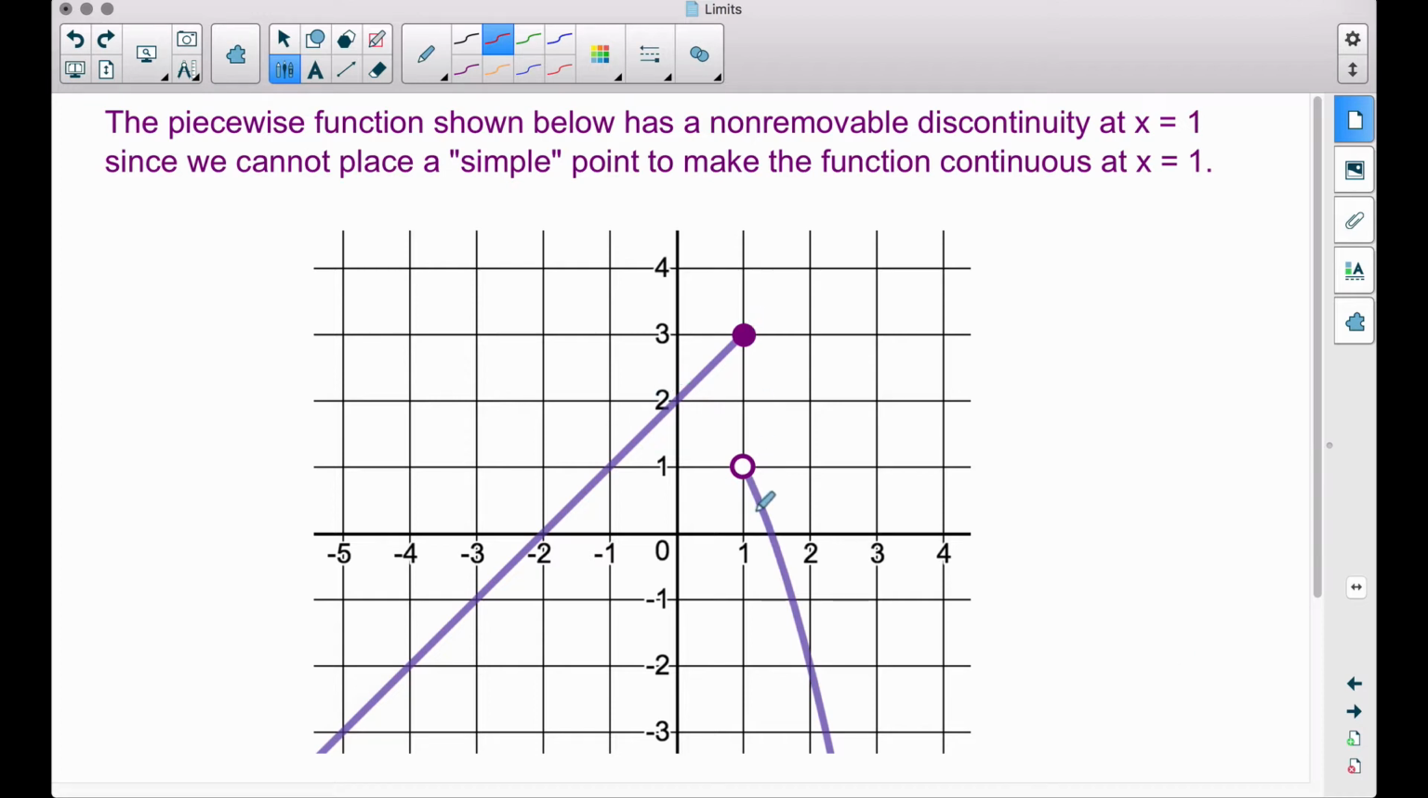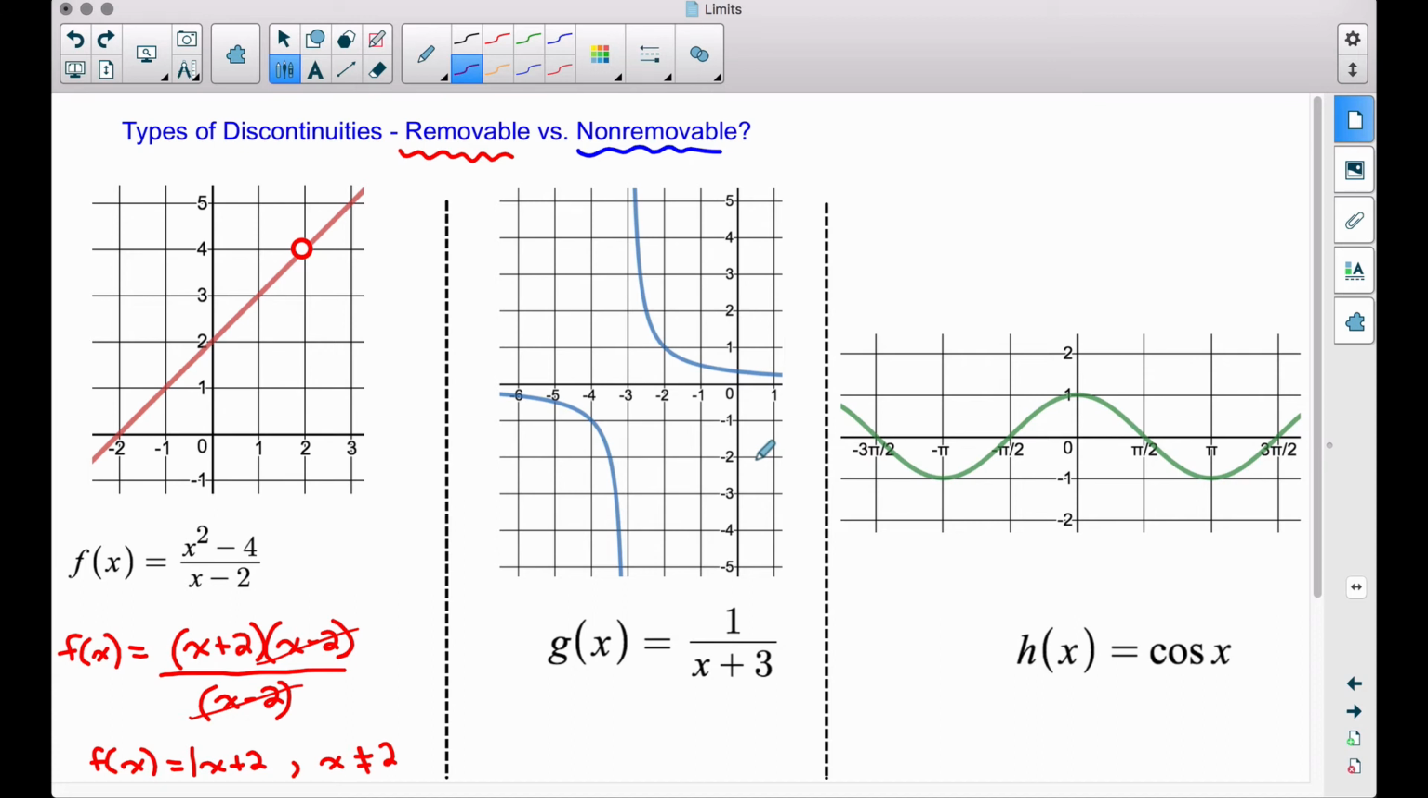But here's another type of non-removable discontinuity, a piecewise function where you have a jump. Some people call this jump discontinuities, same thing as non-removable discontinuities. And the reason why is that we cannot place a single dot anywhere, one dot, to make this function continuous, in this case when x is equal to 1. So yes, vertical asymptotes, non-removable discontinuities, and some people refer to this as jump discontinuities, same thing as non-removable. And there you have it, the two types of discontinuities that you'll run across.